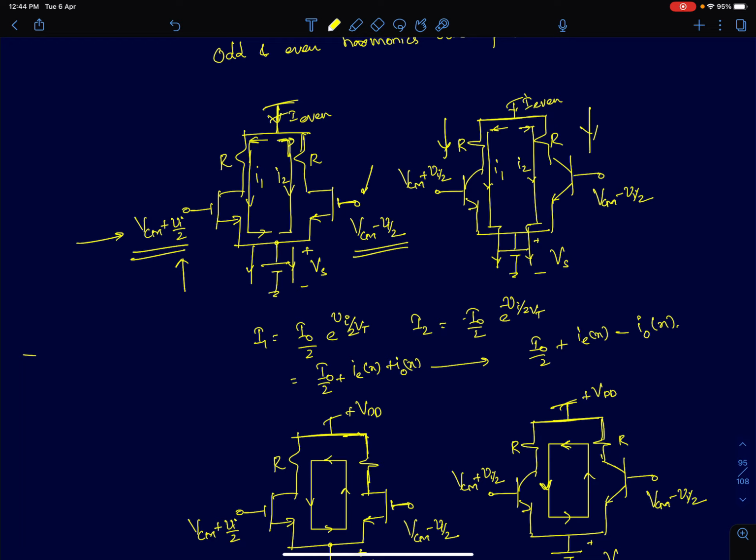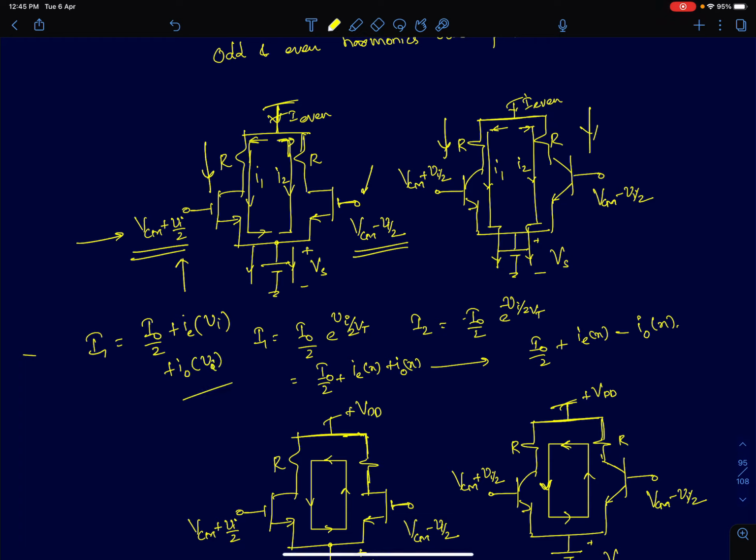Whether it's a MOSFET or a BJT, we finally derived some very simple conclusions from the analysis. We said that I1 happens to be the current on one side. I1 contains a DC component, which is the current flowing through the circuit when there is no differential input, when Vi is 0. Plus, it also contains an even component, IE of Vi, and it also contains an odd component, IO of Vi.